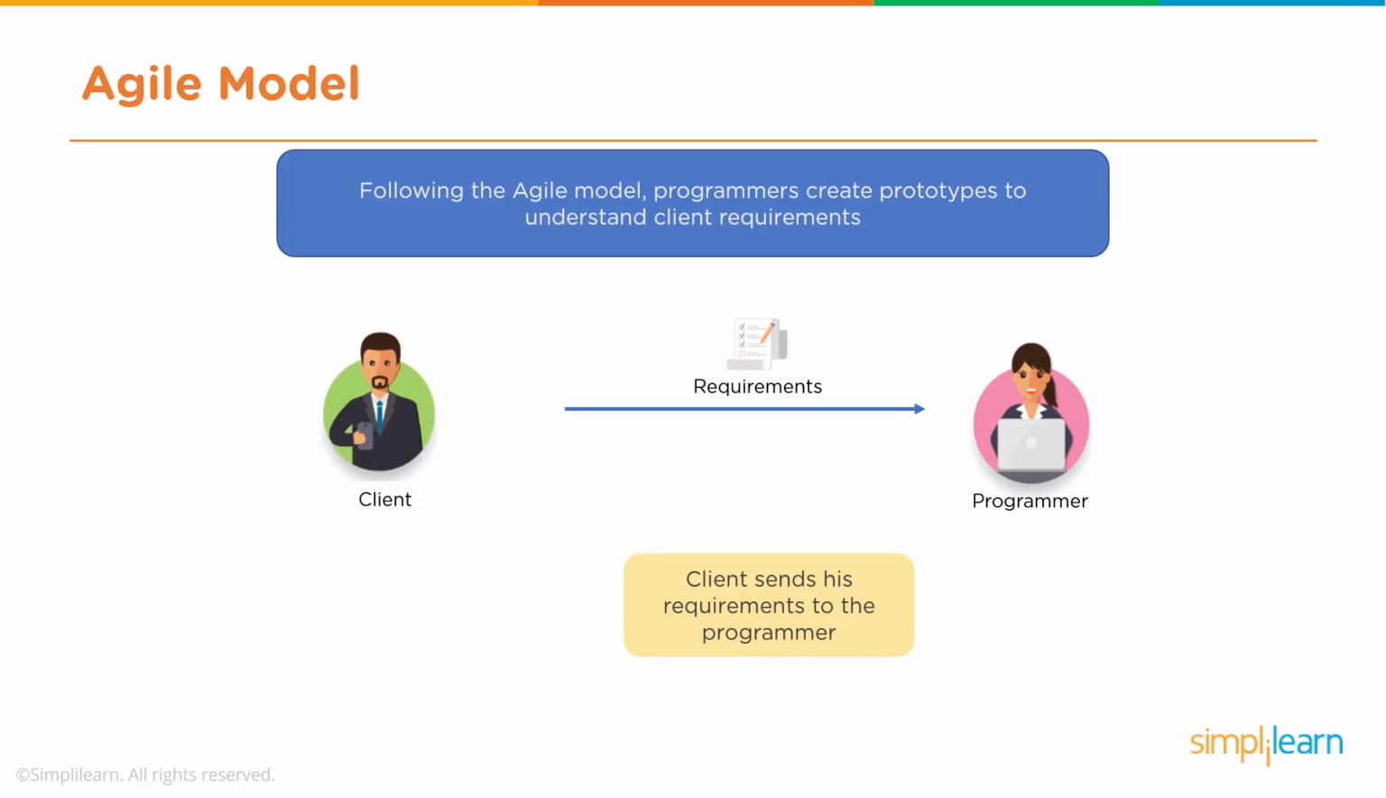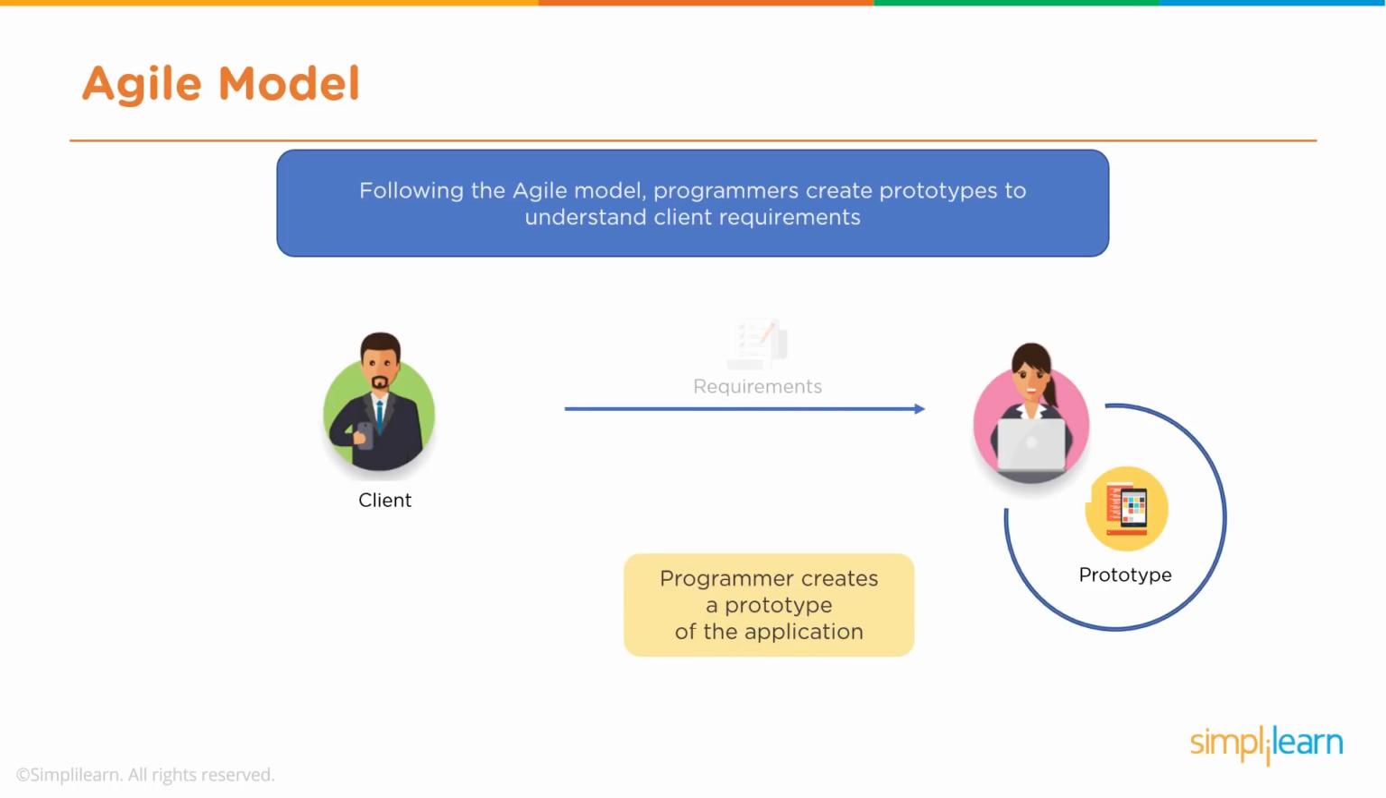The Agile model allows programmers to create prototypes and get those prototypes to the client with the requirements faster. The client is then able to send the requirements back to the programmer with feedback. This allows us to create what we call a feedback loop, where we're able to get information to the client and the client can get back to the development team much faster.